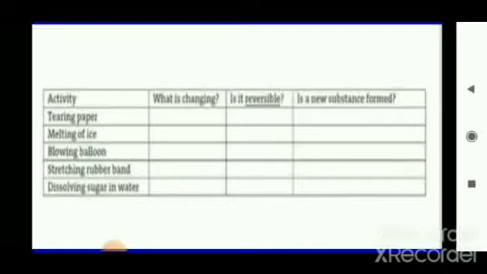Clear? Now, coming towards our activity. Our first activity is tearing paper. When you tear a paper, what is changing? The shape of the paper is changing, right? In the second column, what is changing? You will write down shape is changing. Clear? And in the third column, is it reversible? If it is reversible, then tick there, and if it is irreversible, then cross there. Okay?